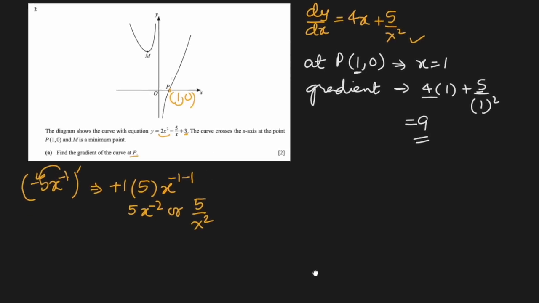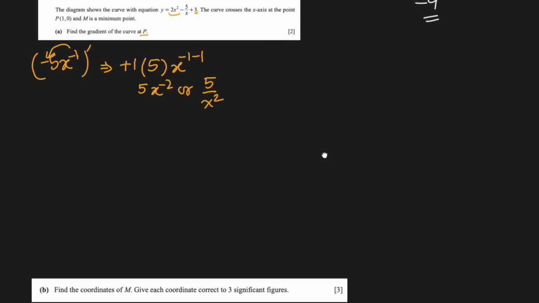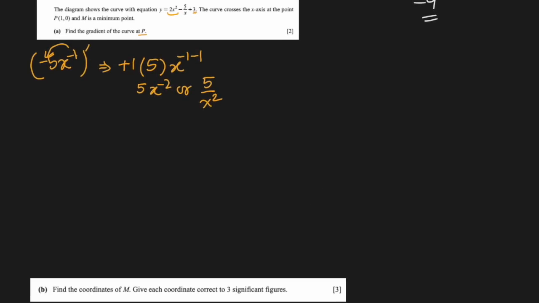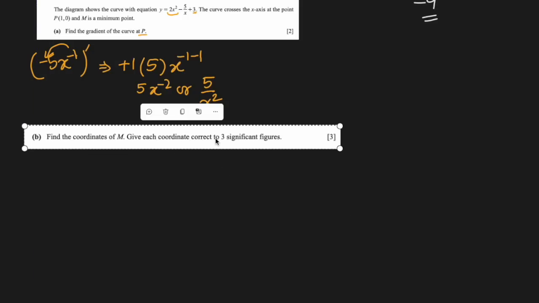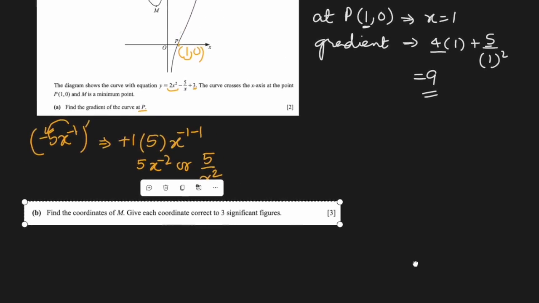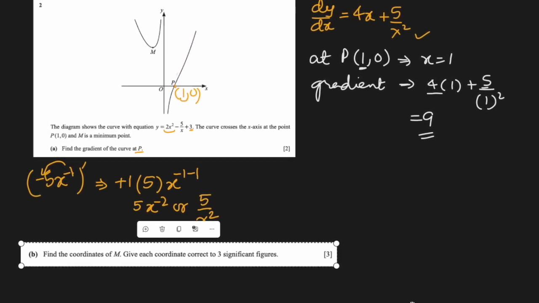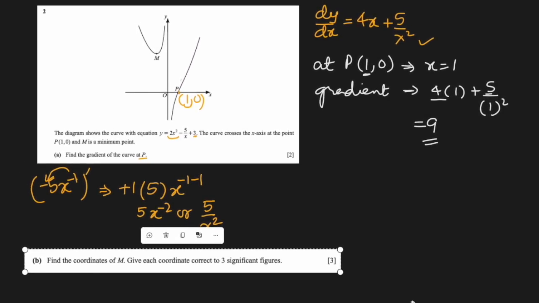Let's see, we have another part. Find the coordinates of the point M. Give each coordinate correct to 3 significant figures. That means they have already confirmed to us that we will get decimals. So we have to get the coordinates of point M.